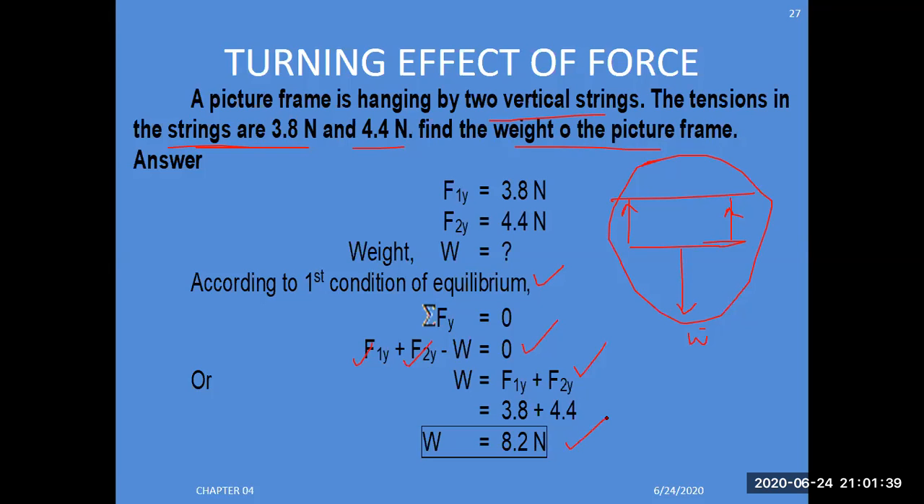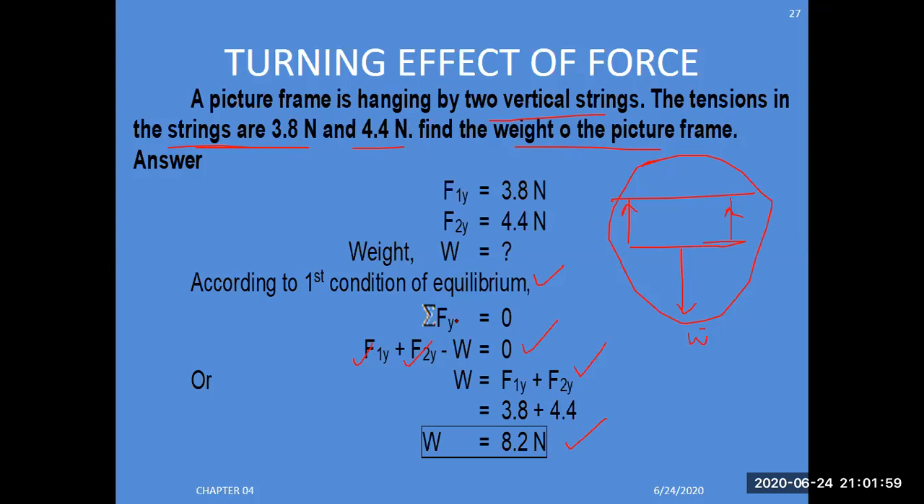So this was the concept of the hanging frame, and this is the concept when the tension and weight are acting on a body, and both are in vertical condition. If you are asked to calculate one of them, then it will be easier for you. And you have to see whether the body is at rest or it's moving. If it is at rest, then both are balancing each other. Upward and downward forces are balancing each other.